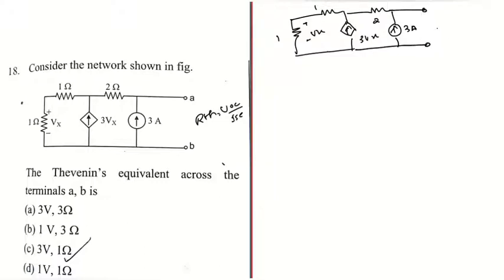Okay, so now I have to find out our VOC. Firstly, I am going to go with our VOC, that is the open circuit voltage between these two terminals. Okay, for that I am going to do nodal analysis. I am going to take one node. The node is V over here. So node voltage is V over here.